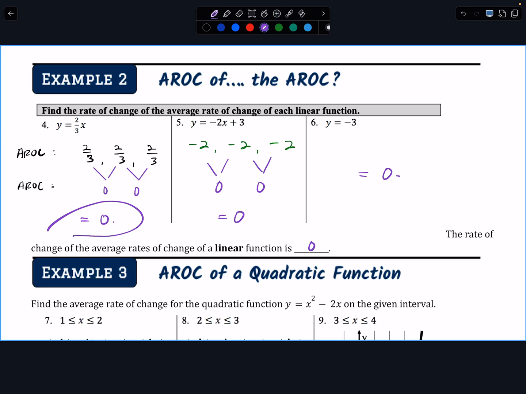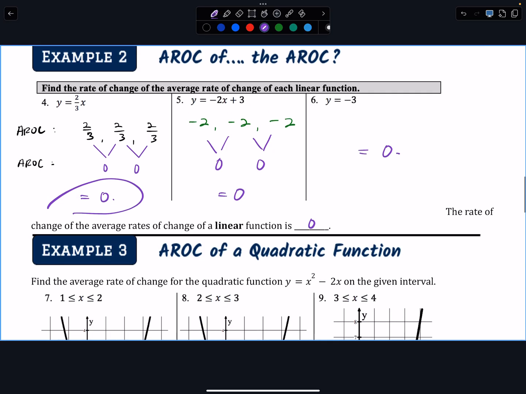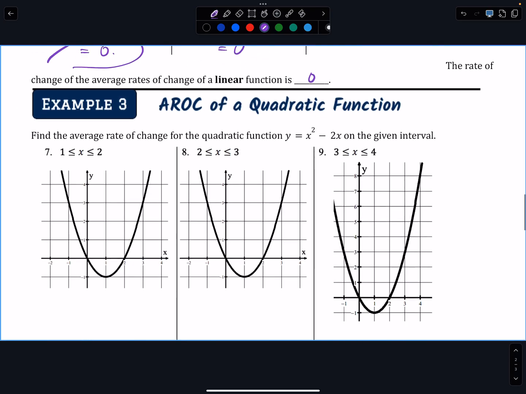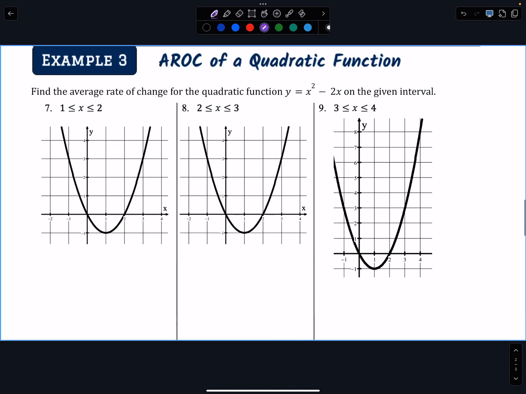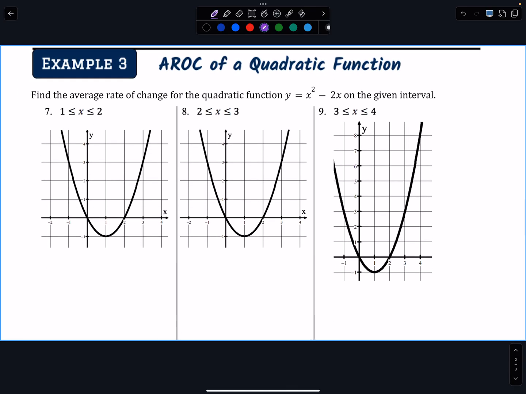Okay. Well, unfortunately, we don't just live in linear world. So now we're going to live in quadratic world. But these ones are a little bit more exciting. So if you guys are bored right now, this is a little bit more exciting, okay? So let's figure it out for a quadratic function.